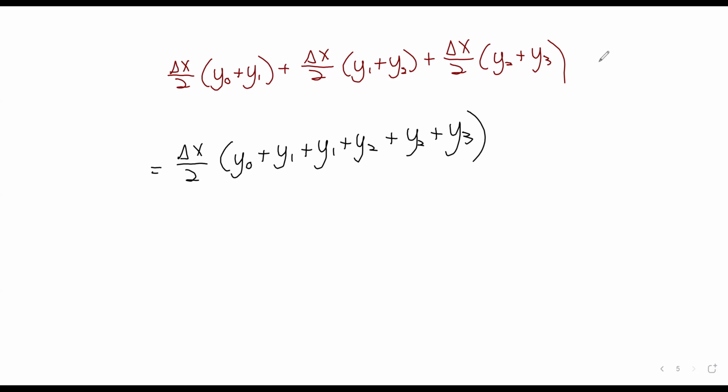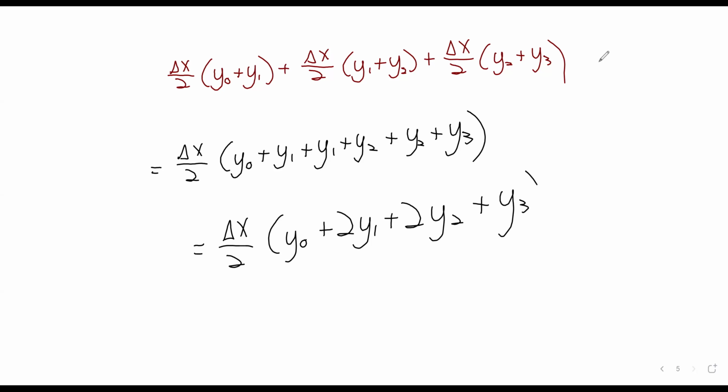And as far as simplifying this, what comes next? Combine like terms. We have multiple y1s, we have multiple y2s. We do not have multiple y0s. And we do not have multiple y3s. So you see that the two middle terms have a 2 in front of them, but the first and the last term do not.